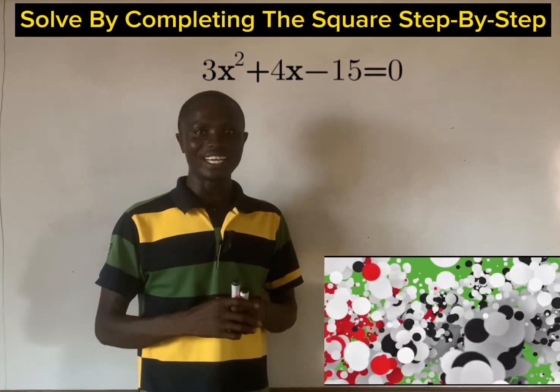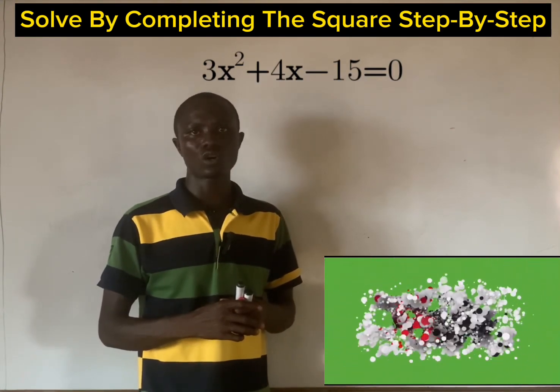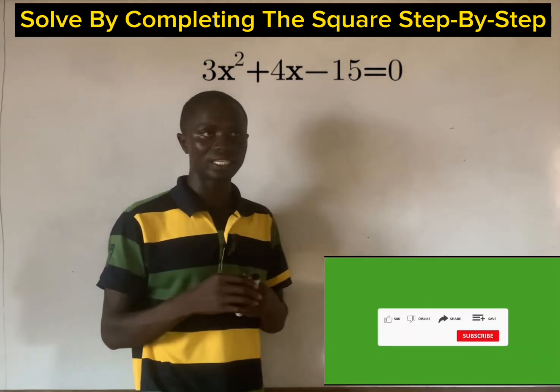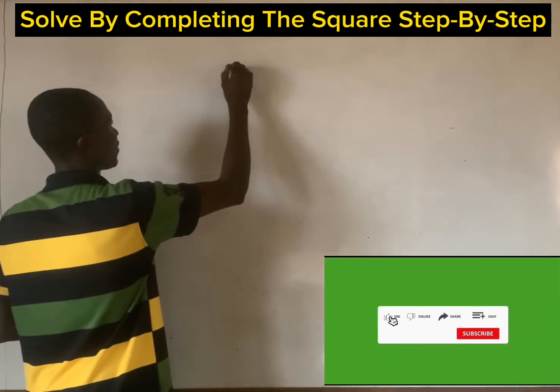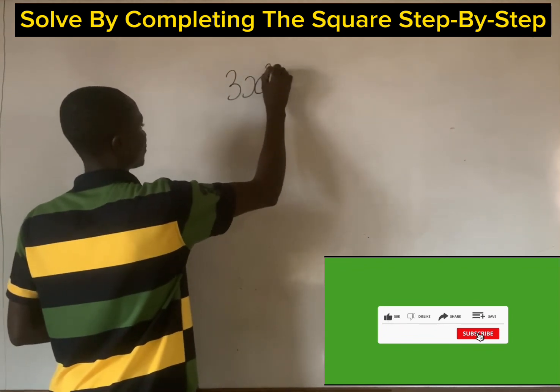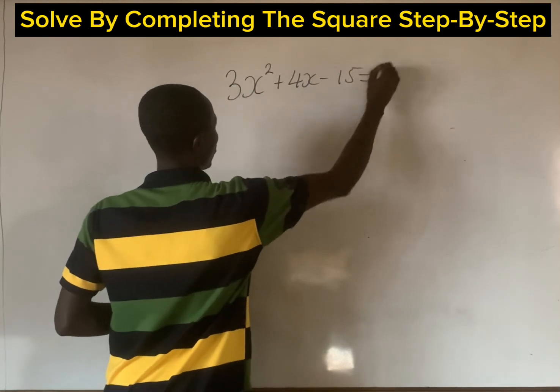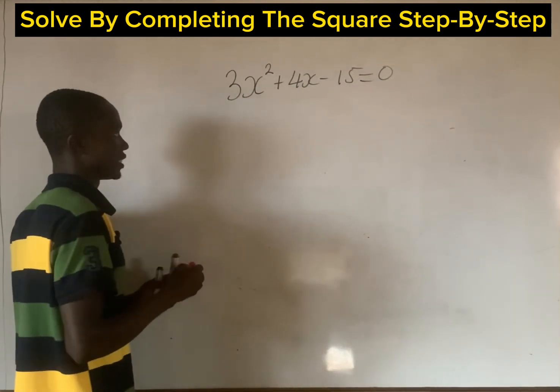Hello, I'm Mensa Augustine. In today's lesson, I'm going to look at how to solve a quadratic equation by the completing the square method. So let's take this example: if I have 3x squared plus 4x minus 15 equals 0, now, how do we do with this?